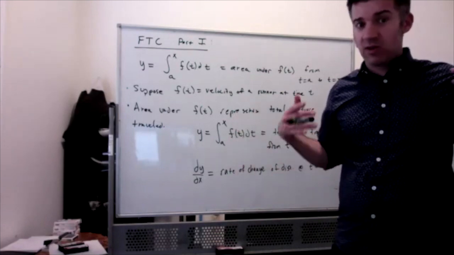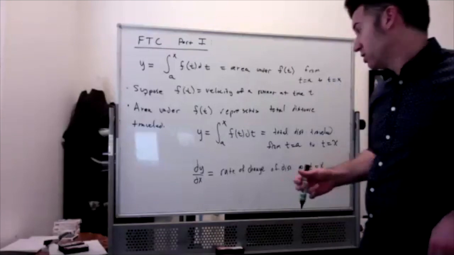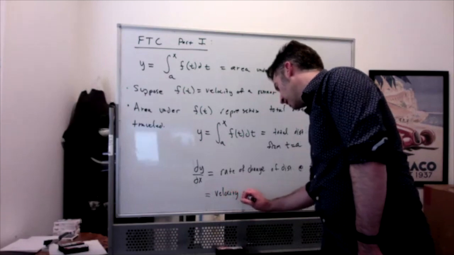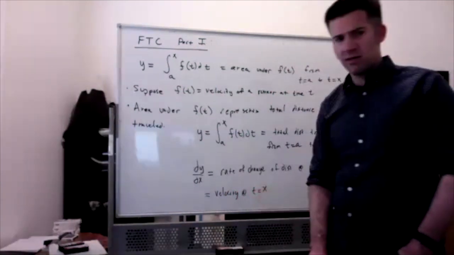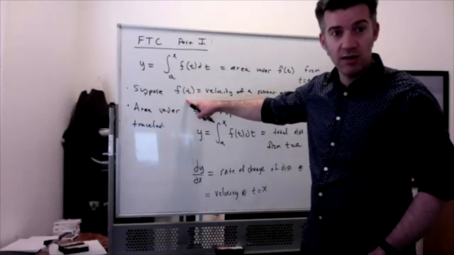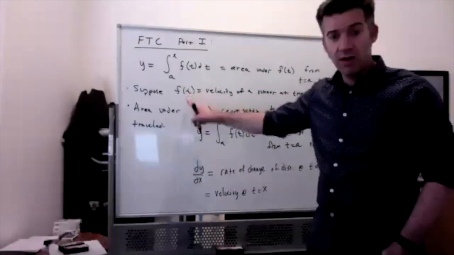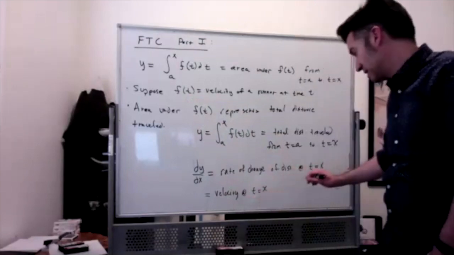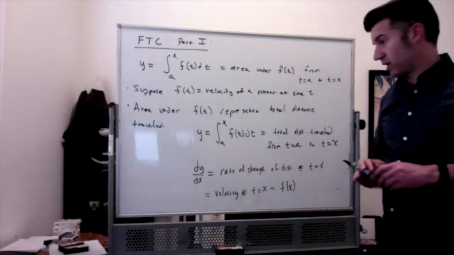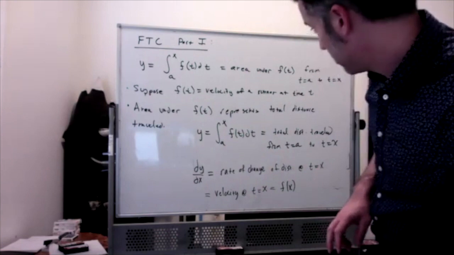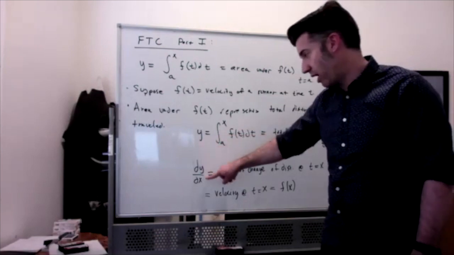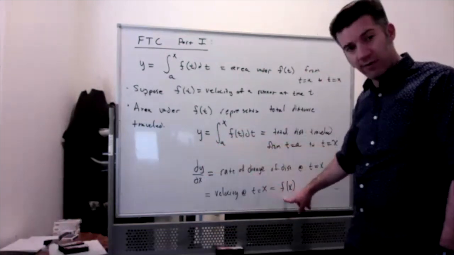Which makes sense. We know that if we take the derivative of position, we get velocity. So this is equal to the velocity at time equal to x. But we know a name for the function of the velocity. The velocity is f of t. The velocity of the runner at time t is equal to f of t. So the velocity of the runner at time t equal to x is equal to f of x. All right, so here's the big sum up. I have y equal to this integral. I took the derivative of y equal to this integral, and I got the function.